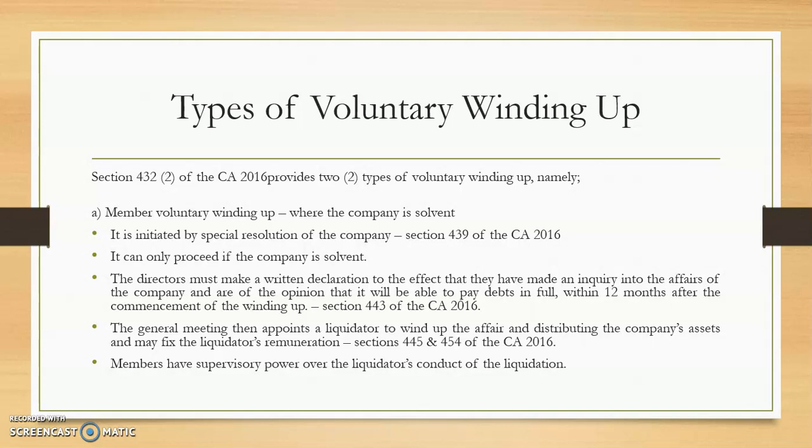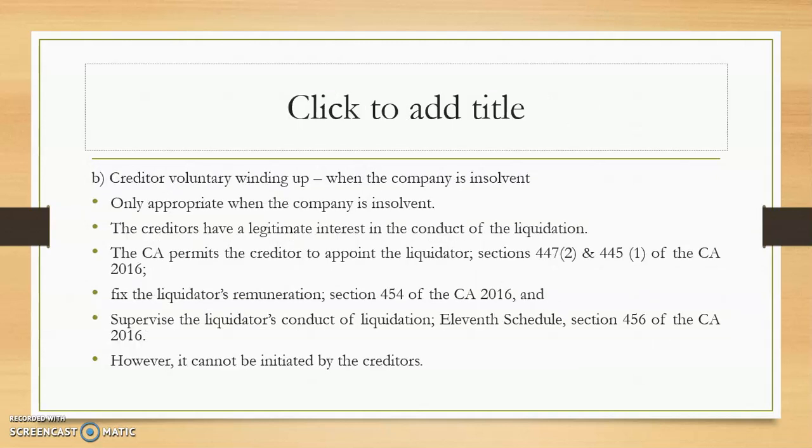Now the second type of winding up I said just now is creditor voluntary winding up. So this happens when the company is insolvent. Okay, meaning they are not able to pay. This creditor's voluntary winding up only happens when the company is insolvent and those creditors have legitimate interest in the conduct of liquidation. The Companies Act permits the creditor to appoint the liquidator. So basically, they also fix the liquidator's remuneration and supervise the liquidator's conduct.